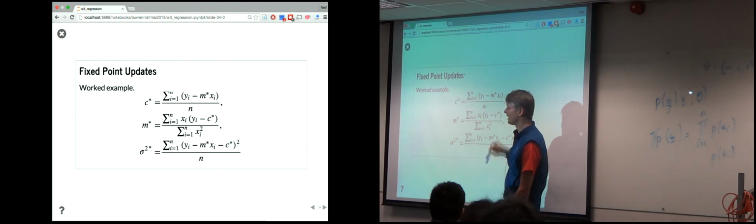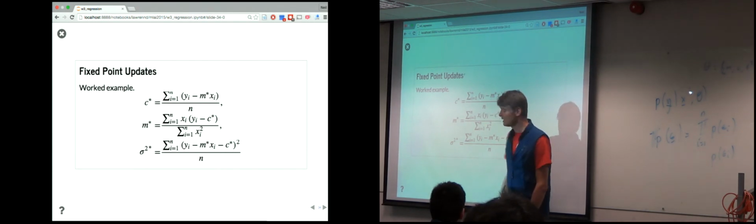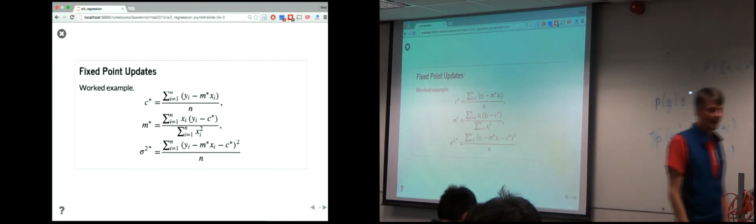But M and C aren't so good, and you have to do this sort of nasty iteration. So there'll be a worked example in the lab where you do that.